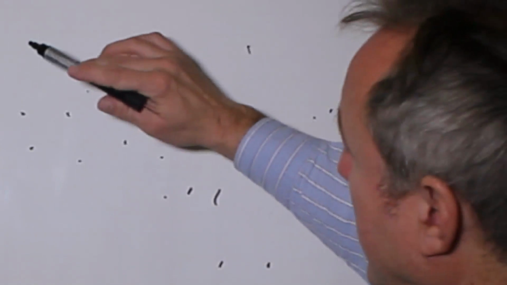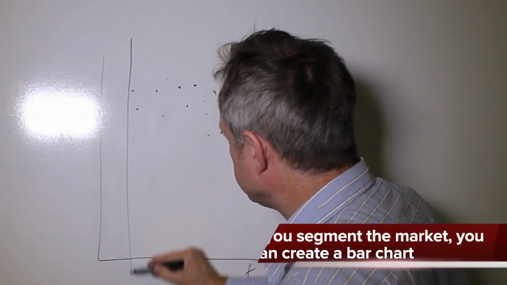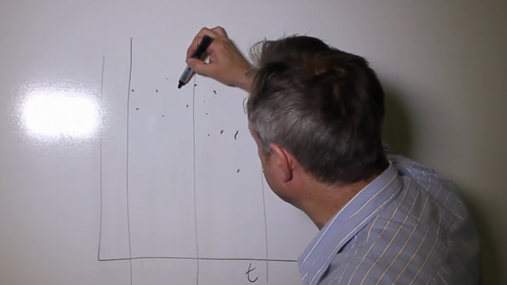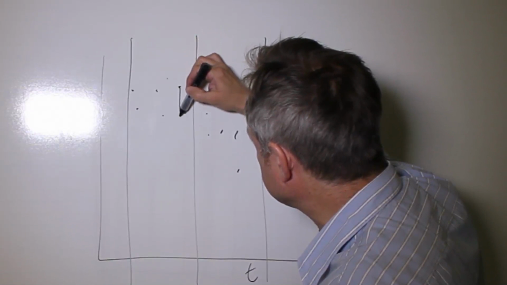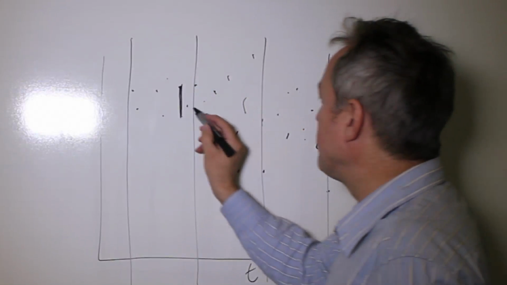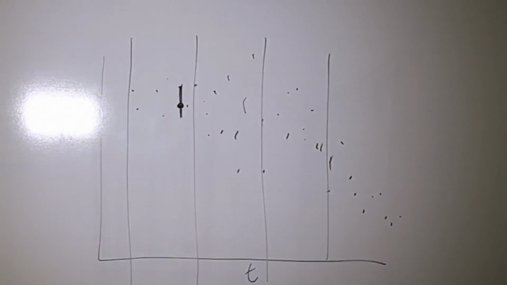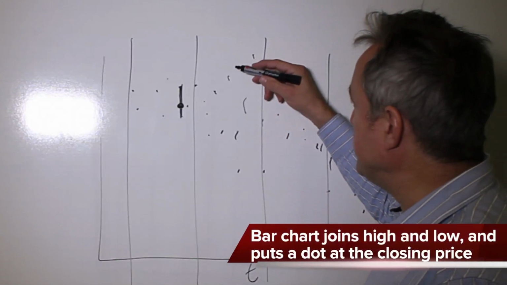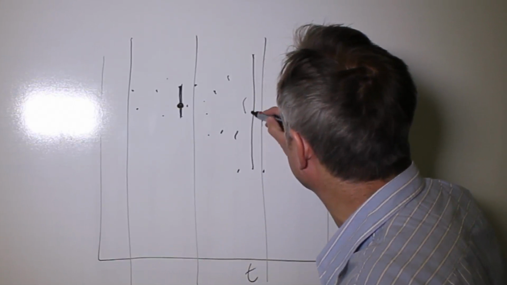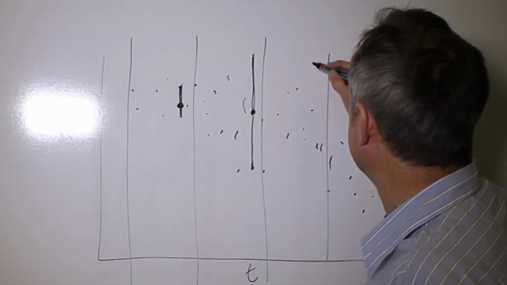If instead of joining the dots to make a line chart, we segment the market and take the highest trade in that segment and the lowest trade in that segment and represent that by a vertical line, and the closing trade in that segment, represent that by a dot, we immediately create a bar. And if we do that for every interval, so here's the highest, here's the lowest, and the closing trade is here.